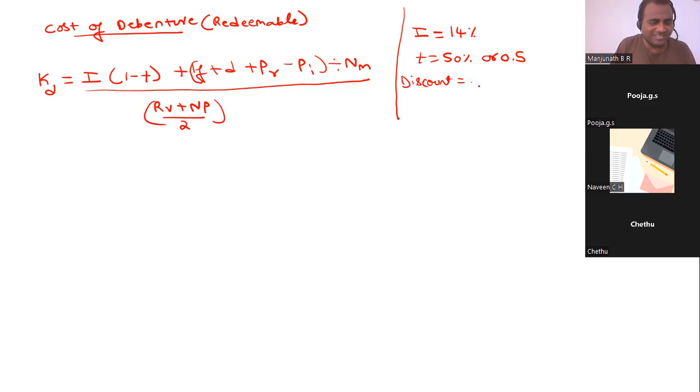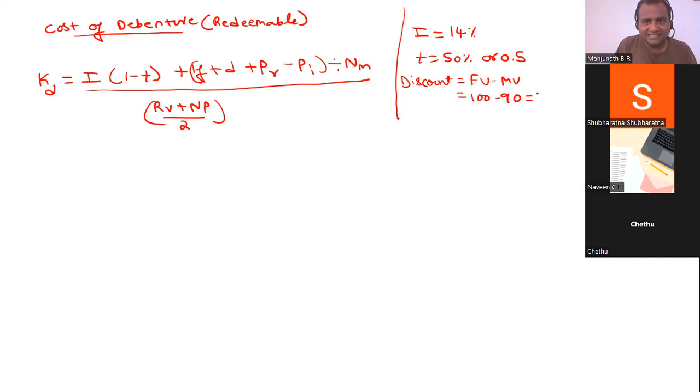How did you get that? Face value minus market value, 100 minus 90. Yes. I'm writing it repeatedly here for your easy understanding. There is no information on the PR. There is no information on the PI. So we are just going with that. How many years are given in this? 6 years.